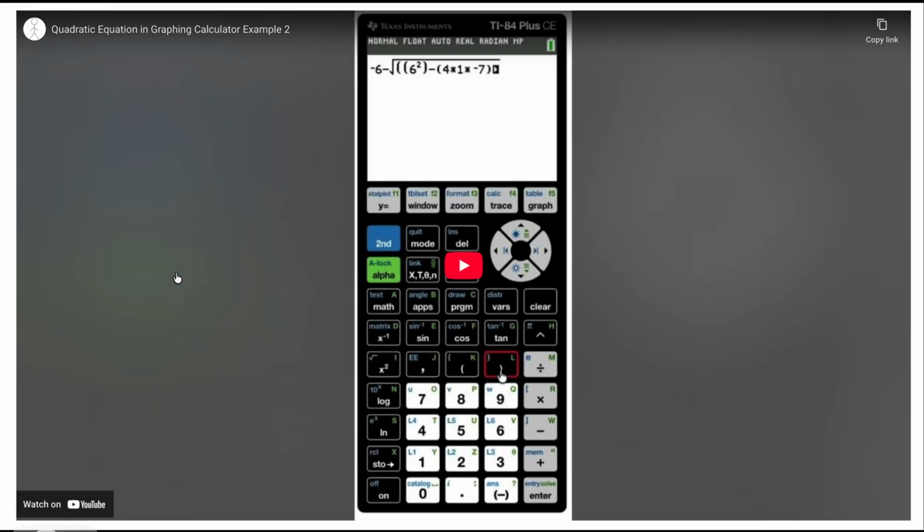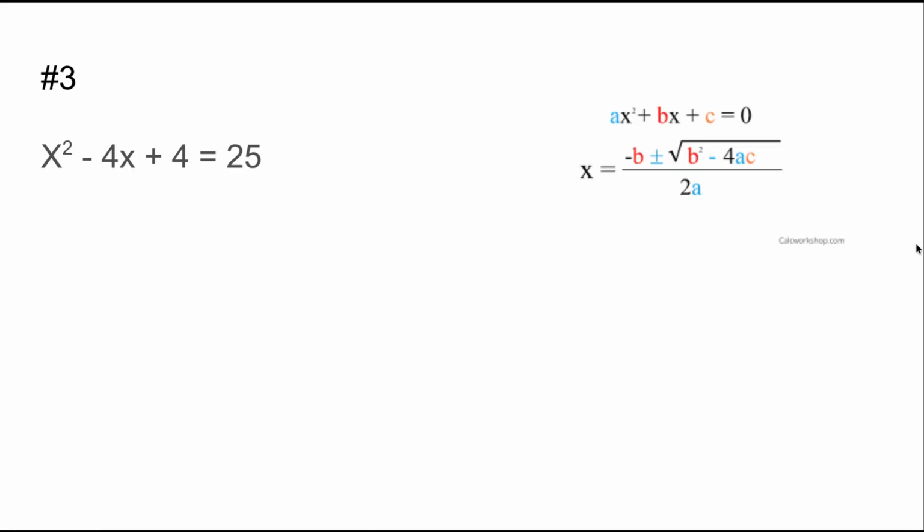Okay, so this shows us how to get our first answer. Let's move on to number 3. I'm not going to show you what I'm plugging into the calculator from now on; hopefully you can do it by yourself. So we start off with x squared minus 4x plus 4 equals 25. We need to get the right side of our equation equaling 0. So we're going to subtract 25 from 4. 4 minus 25 equals negative 21.